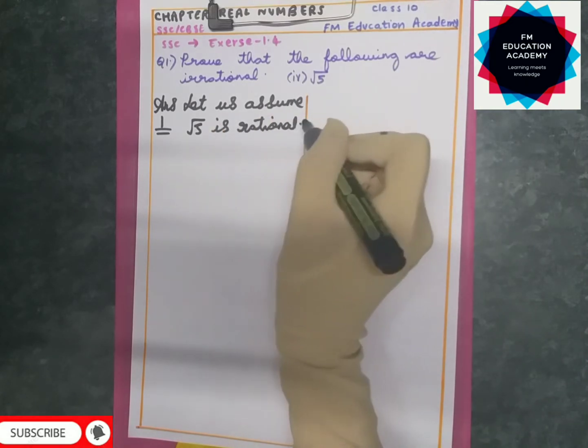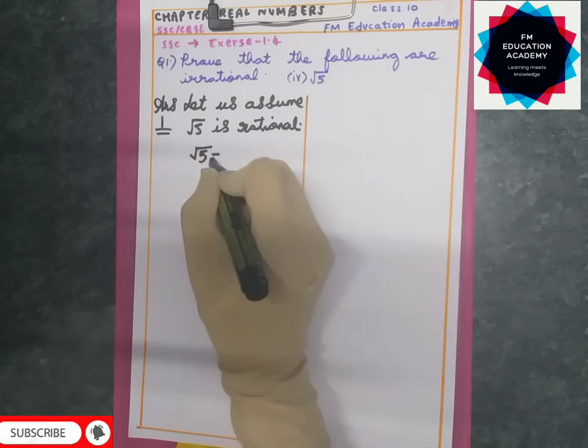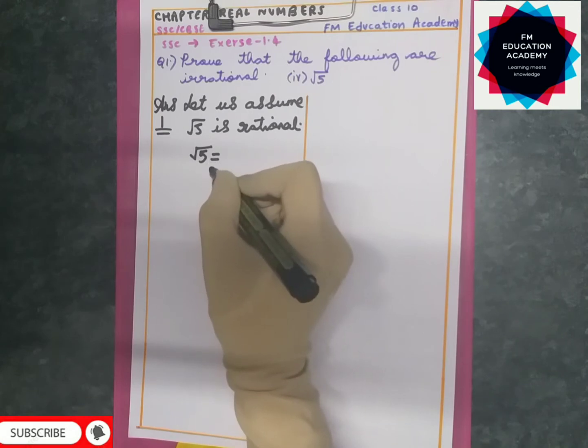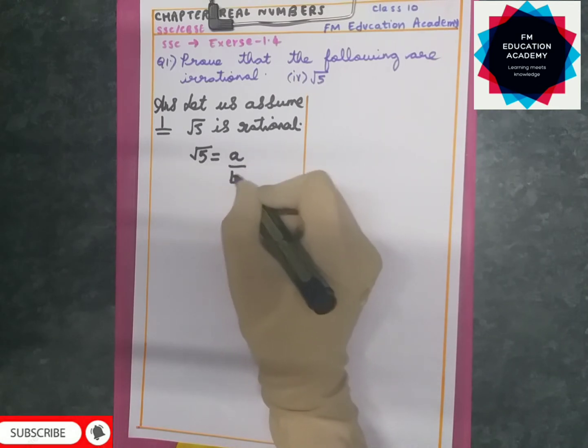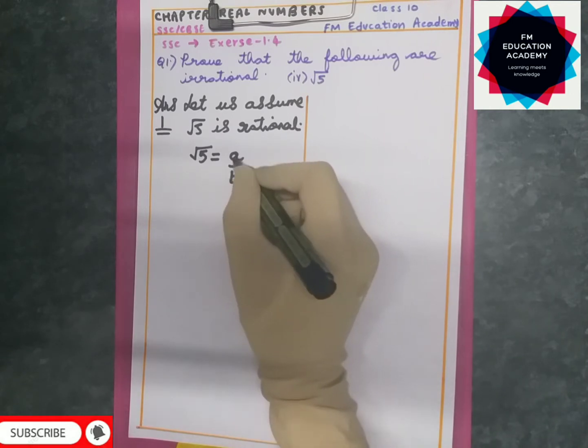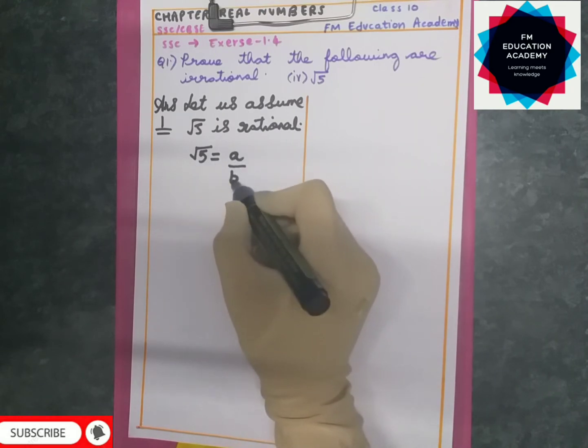What does it mean that root 5 is rational? Root 5 is rational means root 5 can be expressed as numerator by denominator. Let us suppose my numerator is a and my denominator is b. That is, it is in the form of p by q form, so I'm assuming it as a by b form.